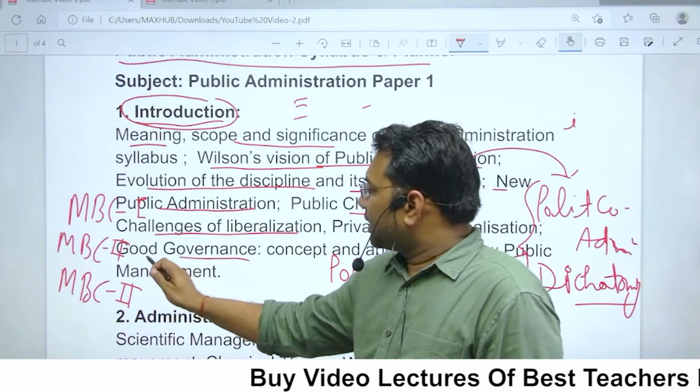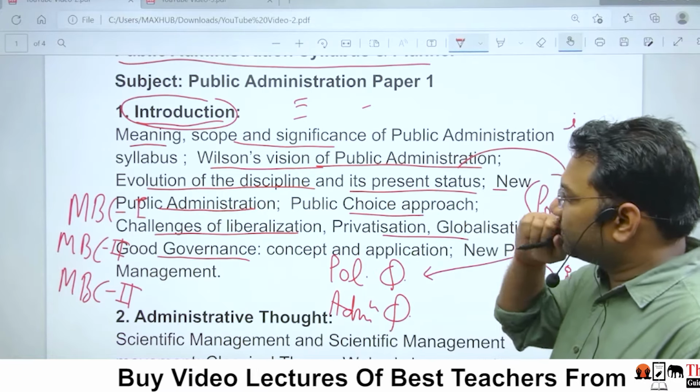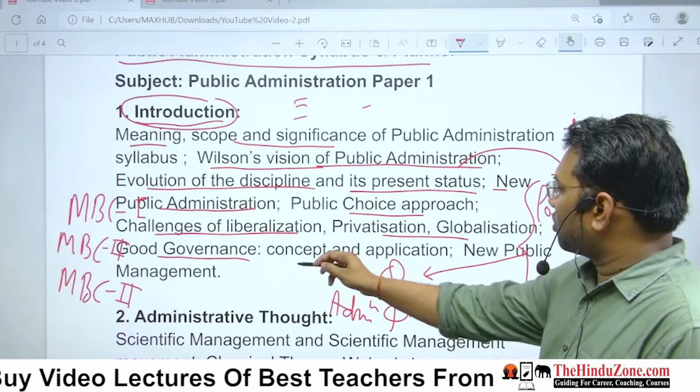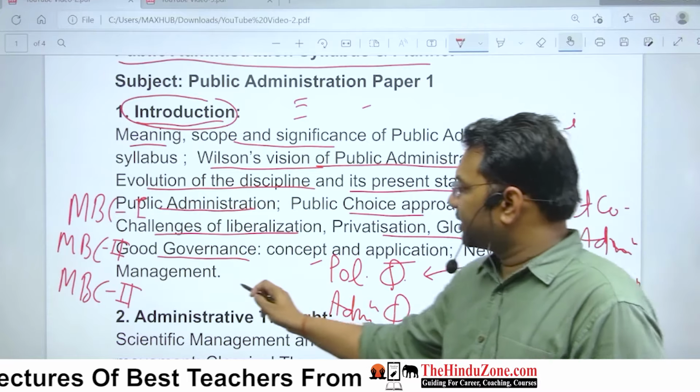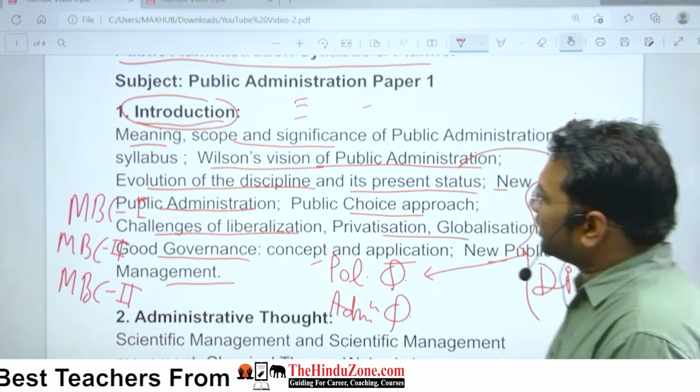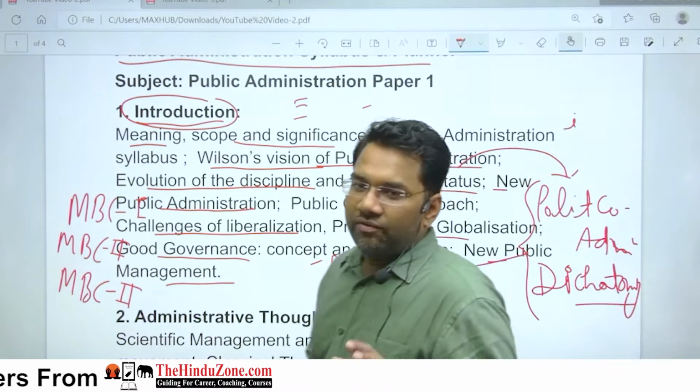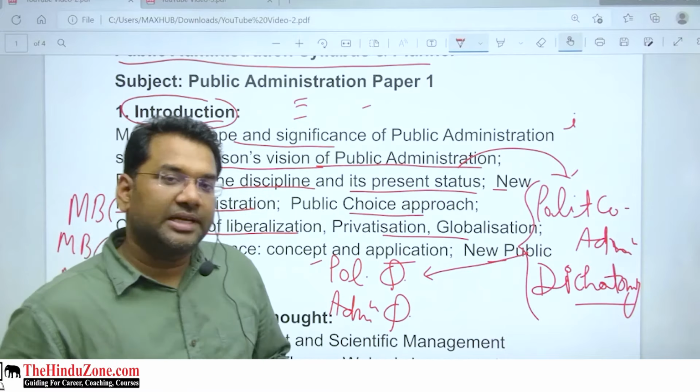Then the last topic of this introduction, we'll be talking about good governance, concept, application, and new public management. Okay, so this will be our first unit, and we will be covering the introduction very comprehensively in 10 to 15 classes.